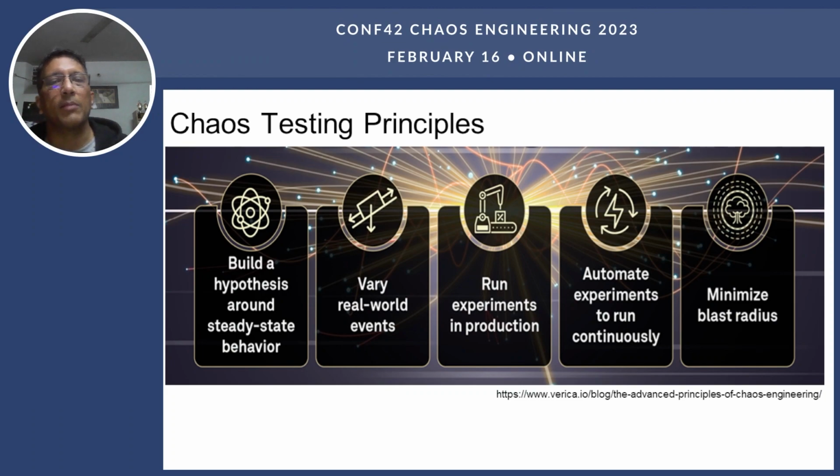It has formed something called chaos testing principles, which we will of course be looking at one at a time. But just to give you a summary, the first principle states that you have to build a hypothesis around a steady state behavior. You have to find out some real world events. Some experiments need to be run on the production system, automate these experiments to run continuously, and ultimately minimize the blast radius. I will take you through all these five to give you a real world idea of how chaos testing happens and how it is planned.